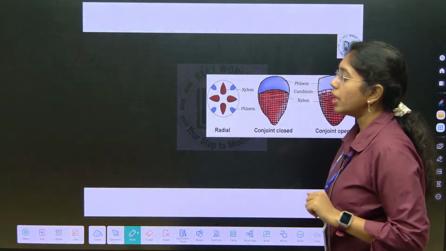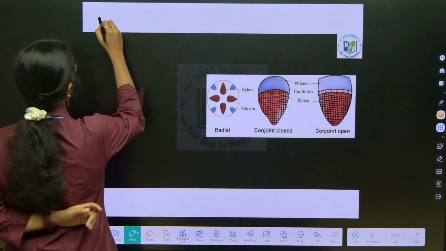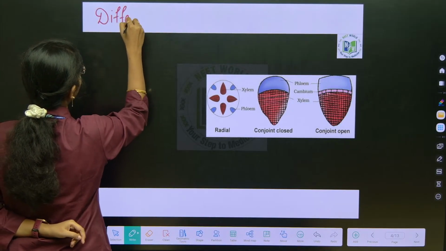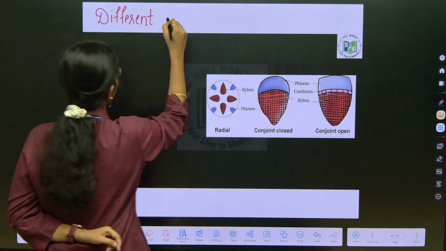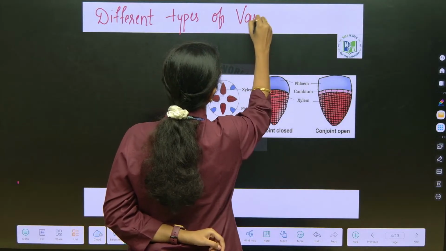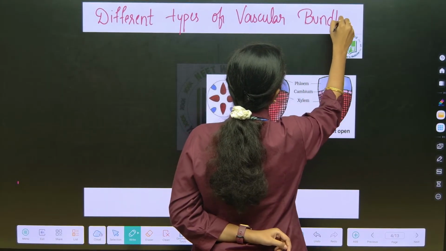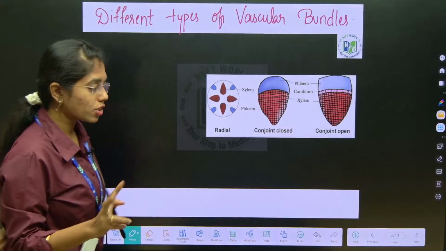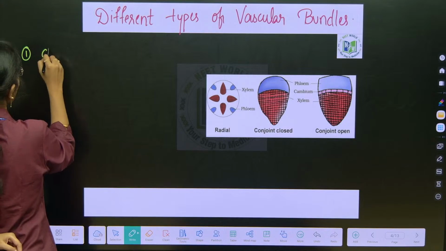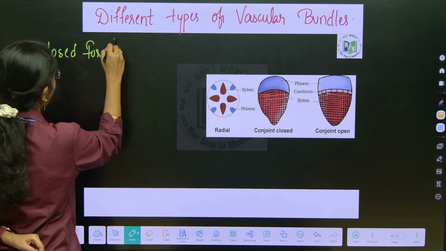Now we will look into different types of vascular bundles. What are the different types of vascular bundles? We have two types of vascular bundle arrangement: one is the open form of vascular bundles and the second is the closed form of vascular bundles.